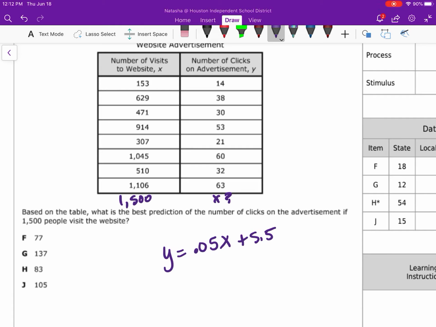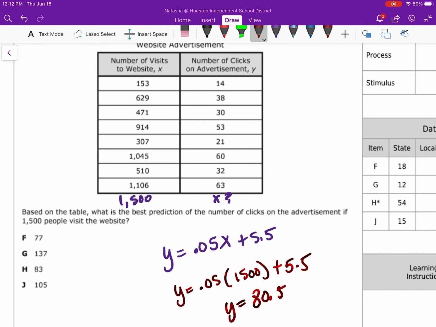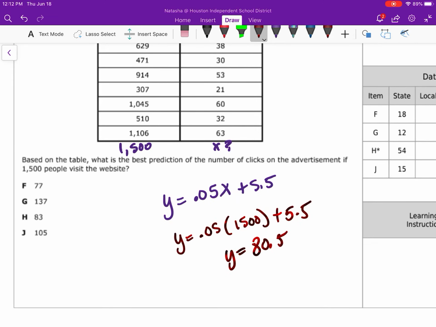Now my x value is 1,500, so I'm going to plug in: y is equal to 0.05 times 1,500 plus 5.5. I'm going to put this in my calculator. So 0.05 times 1,500 plus 5.5 gives me y is equal to 80.5. Now this is an estimation. So the closest value to 80.5 is going to be 83. So I'm going to pick the answer choice H.